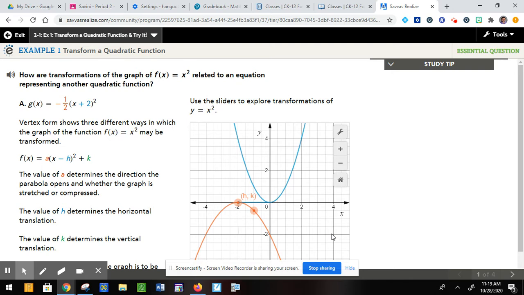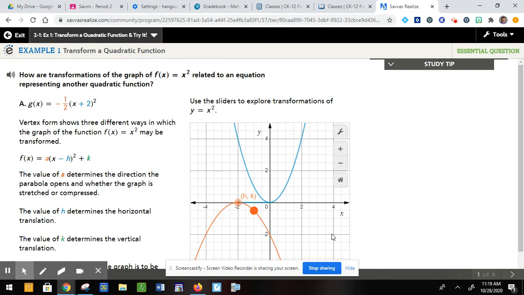So in the orange equation, that's why that negative 1/2 is making it open down. That 1/2 is also going to do a vertical compression, where it's basically widening the function. If it was just 1 or -1, it would be there, but it's not, so it's here.